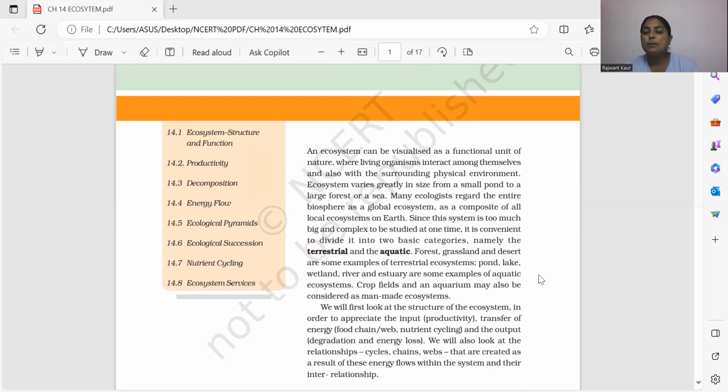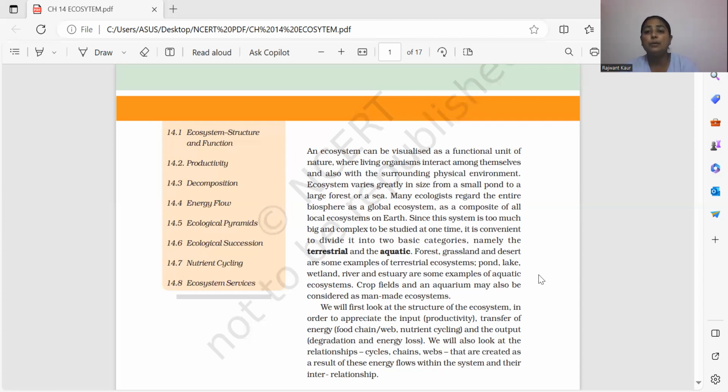Now, how many types of ecosystem are there? Here we have two types: one is the terrestrial ecosystem, and the other is the aquatic ecosystem. The terrestrial ecosystem is further categorized as forest ecosystem, grassland ecosystem, and desert ecosystem. According to the type of ecosystem, the species of flora as well as fauna also vary. In a forest ecosystem, the dominant species are tall trees; in a grassland ecosystem, tall grasses are the dominant species; and in the desert ecosystem, xerophytic species are there. They all constitute the terrestrial ecosystem.